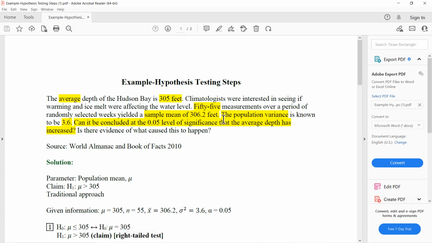The population variance, remember, is sigma squared or S squared, depending on what you have. But this is the population variance. So we're dealing with sigma squared is 3.6. And alpha, which is our significance level, is 0.05.